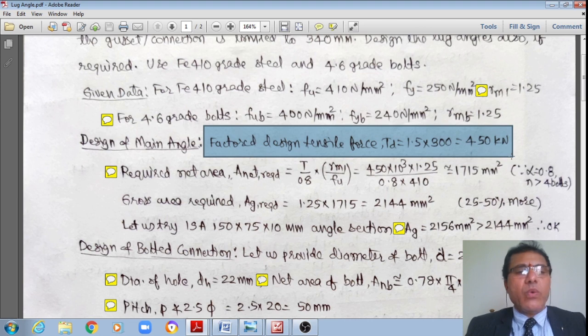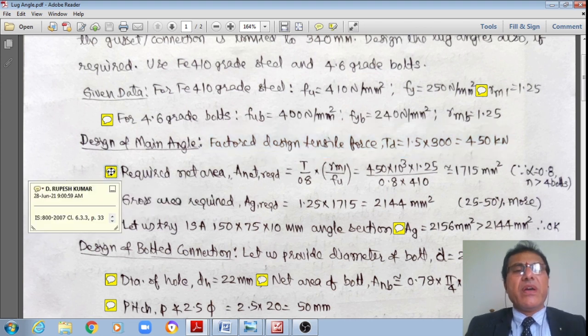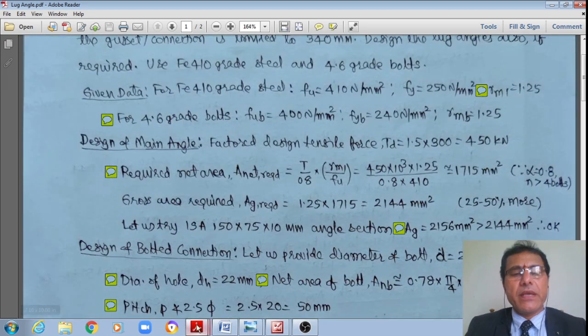Now, once I know that, how much is the design strength? If I go to IS 800:2007, Clause 6.3.3, page number 33, let me go to that page number 33, student, at a quicker pace.